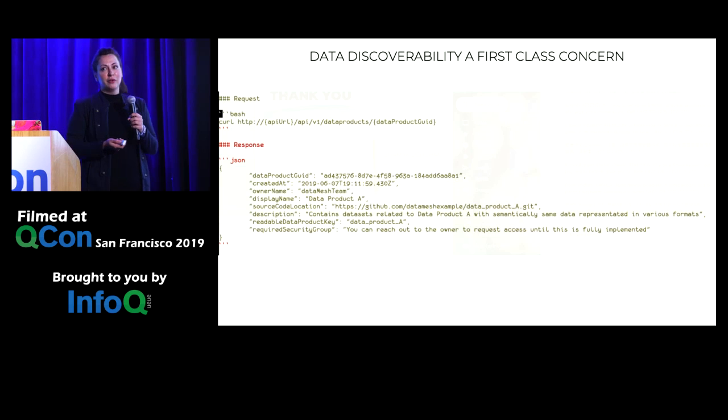Apologies for people in the back of the room. Gwen will share the slides, but essentially, discoverability is a first-class concern. You can hit a RESTful endpoint to get the general description of each of these data products. You can hit an endpoint to get the schemas for each of these output ports that you care about, and documentation and so on.